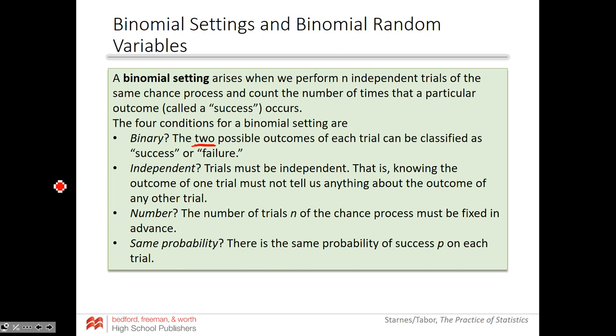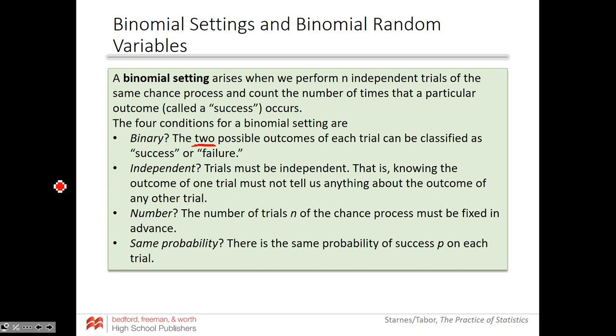But sometimes we might be looking for something like the gender of a baby. So when you have a newborn baby, is the baby a girl or a boy? If we're interested in the number of girls that we have, we're going to call having a girl a success, having a boy a failure. Now that does not mean that it's a failure to have a boy in the typical sense. It just means that that's not necessarily what we're looking for.